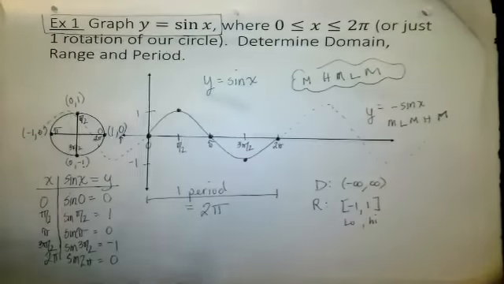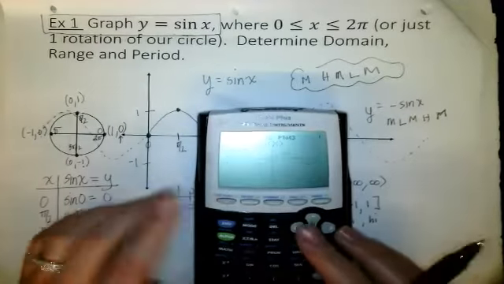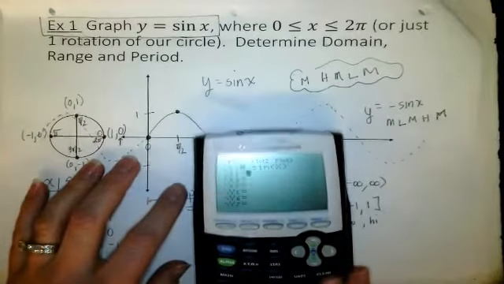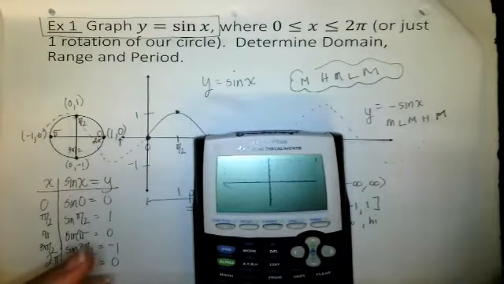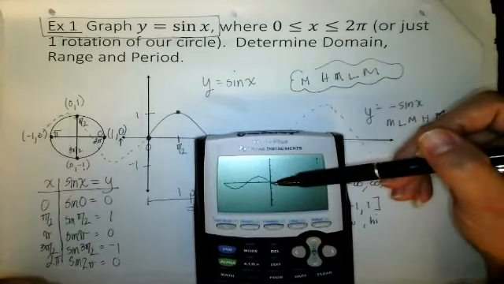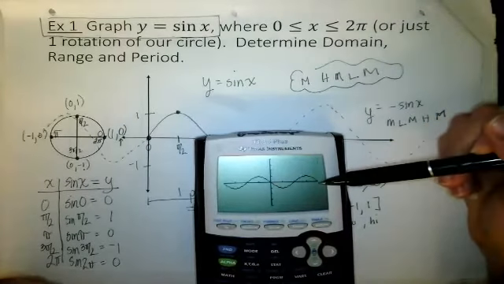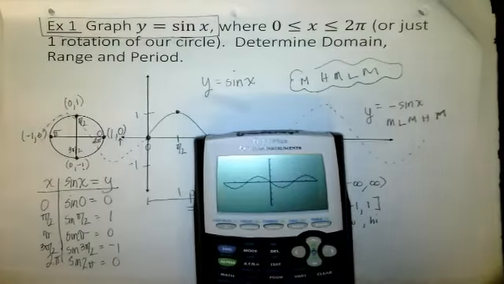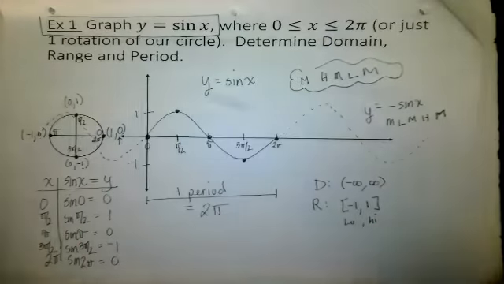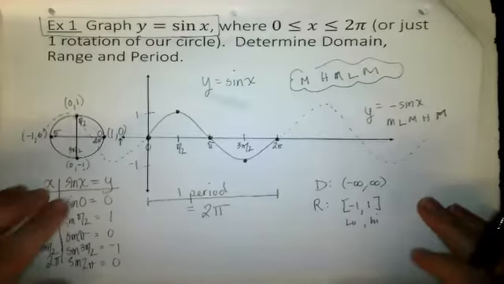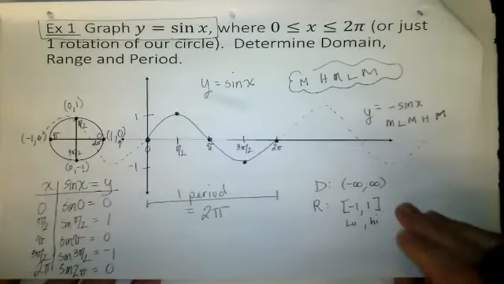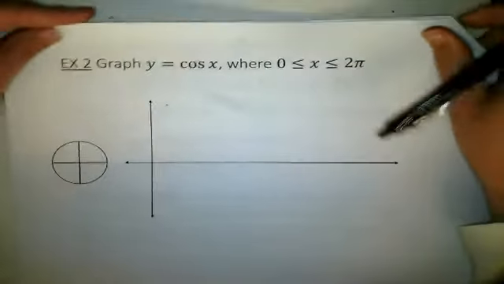This function can be flipped upside down if we put a negative in front. You can see that it'll still start middle, low, middle, high, middle for that 0 to 2 pi. So that negative causes a reflection, just like we've seen before. But this is the sine song that we want to know: middle, high, middle, low, middle. Okay, let's move on.